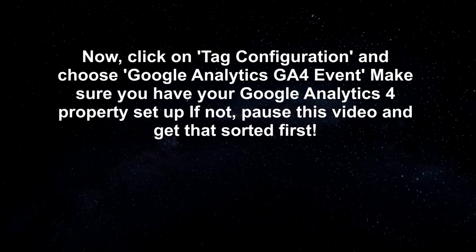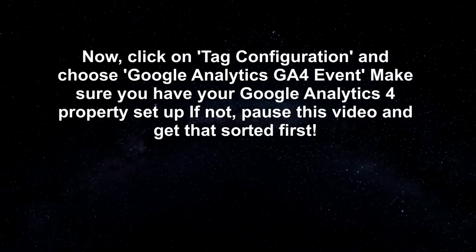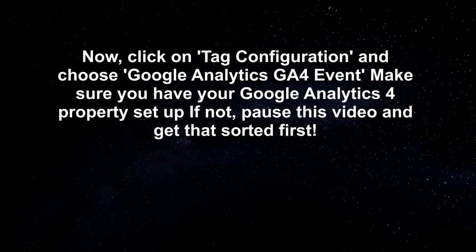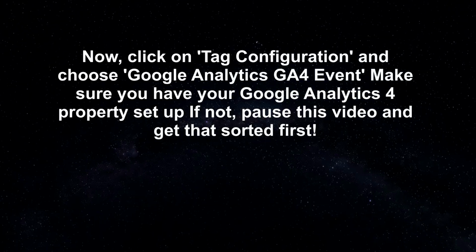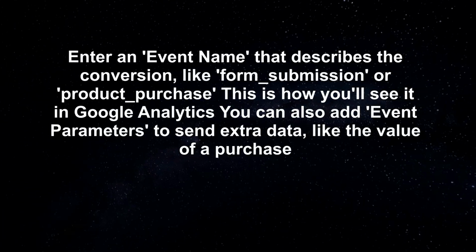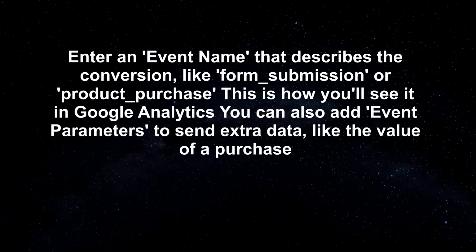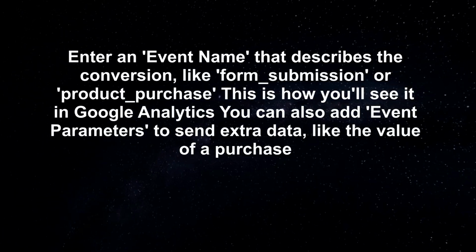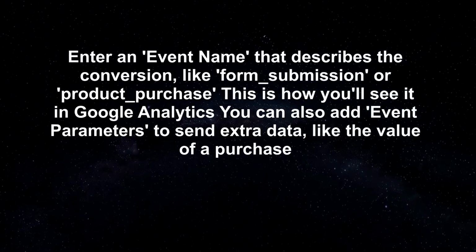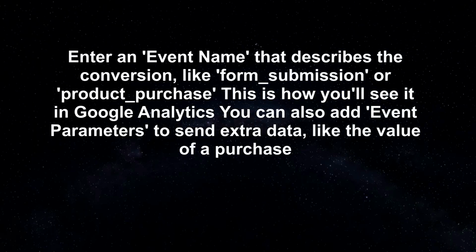Now click on Tag Configuration and choose Google Analytics GA4 Event. Make sure you have your Google Analytics 4 property set up. If not, pause this video and get that sorted first. Enter an event name that describes the conversion, like form_submission or product_purchase. This is how you'll see it in Google Analytics. You can also add event parameters to send extra data, like the value of a purchase.